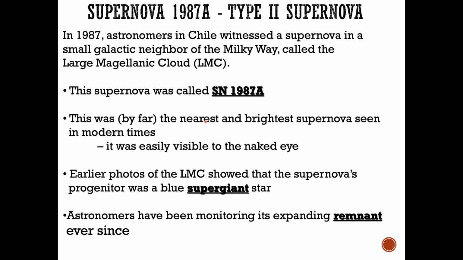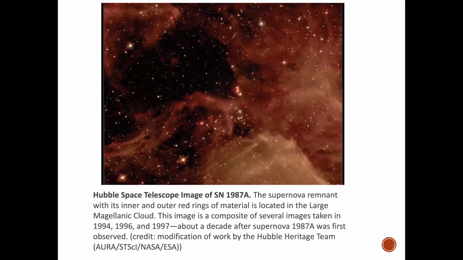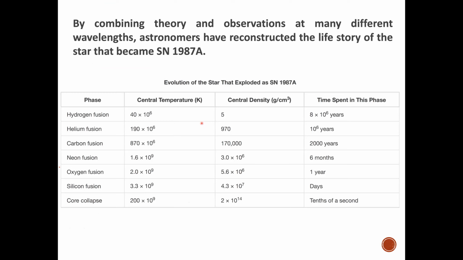What we know now is that behind the supernova there was a supergiant, or blue supergiant star, right? Once astronomers observed the supernova, they have been monitoring its expanding remnants. This is a Hubble telescope image of supernova 1987A, taken in a later year.